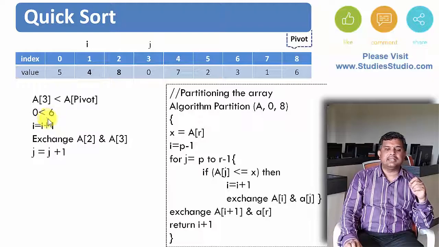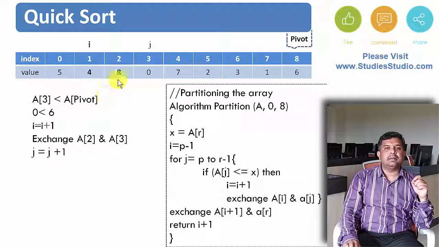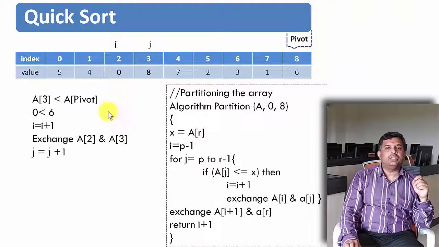0 is less than 6. The same thing we are going to do. We are going to increment i by 1 and exchange the A2 and A3 values. Then we will increment j by 1. So here you can see, if i is incremented, it is pointing to 8, and after swapping, 0 came to this side. Now j is incremented by 1.